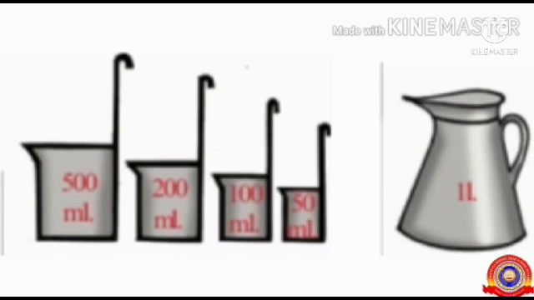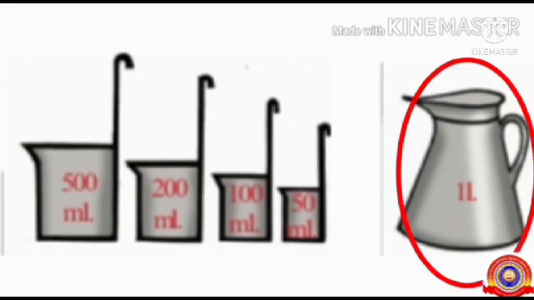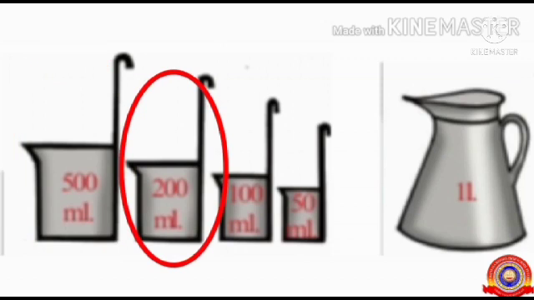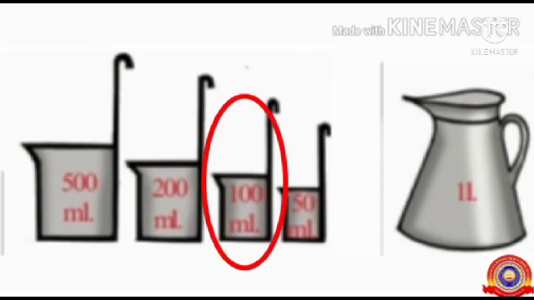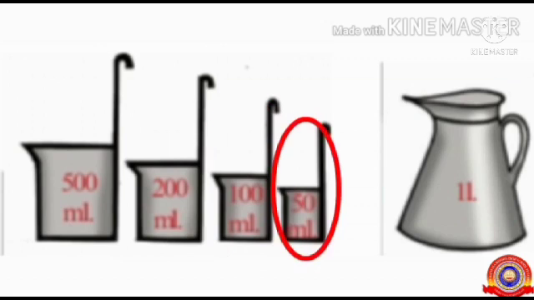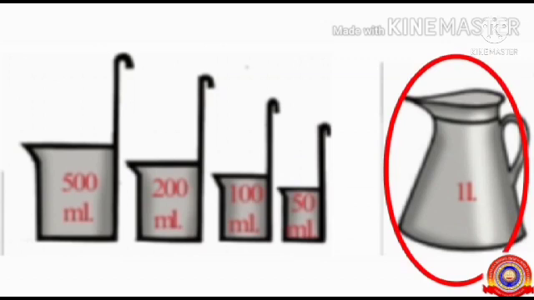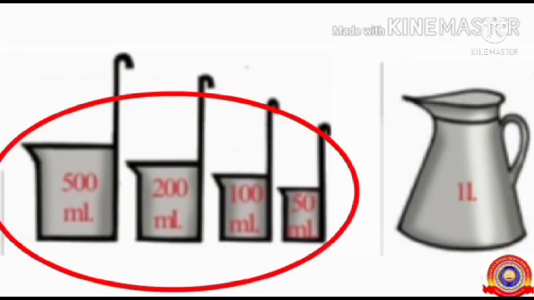There are different types of vessels to measure liquids. This is 1 liter vessel. This is 500 milliliter vessel. This is 200 milliliter vessel. This is 100 milliliter vessel. This is 50 milliliter vessel. Large quantities are measured in liters and small quantities, that is less than 1 liter, are measured in milliliters.